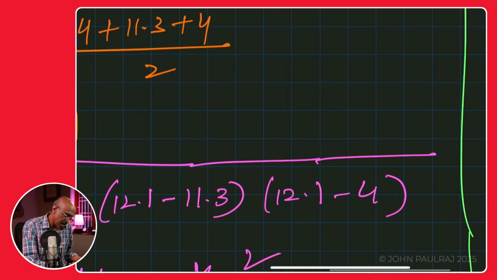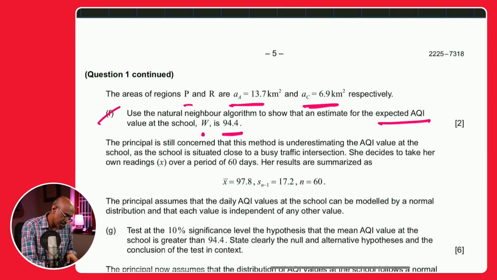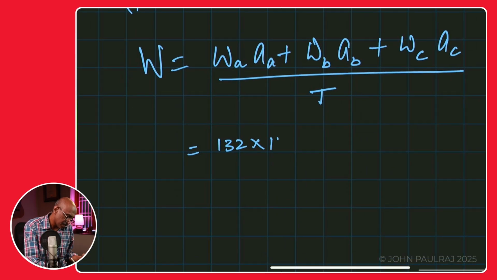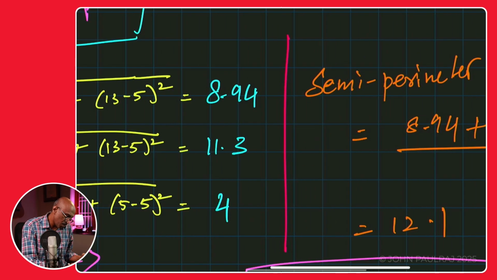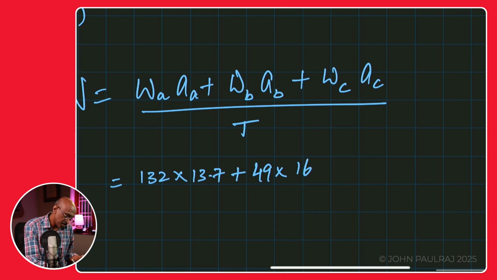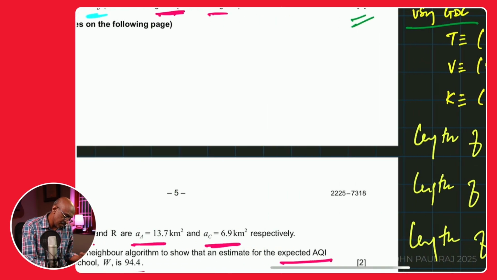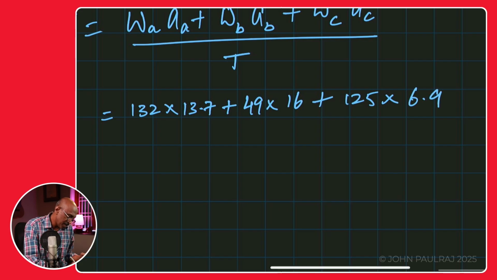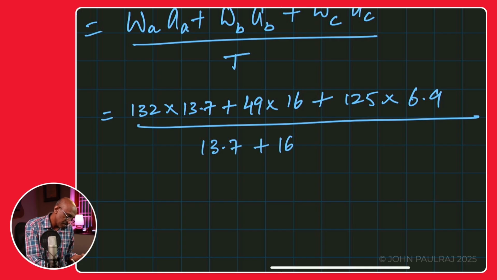132 times AA. They have given us AA as 13.7. Where did I write this? 13.7 plus WB is 49 times AB is what we just calculated as 16.016. This is AB, all right, the area. This is 16.0, and then WC is 125 times AC is given to us as 6.9. And the whole thing divided by T, which is basically AA plus AB plus AC, which is 13.7 plus 16 plus that 6.9.